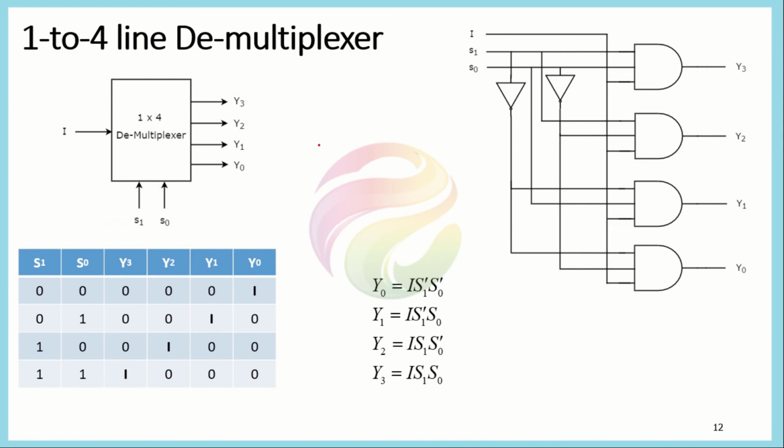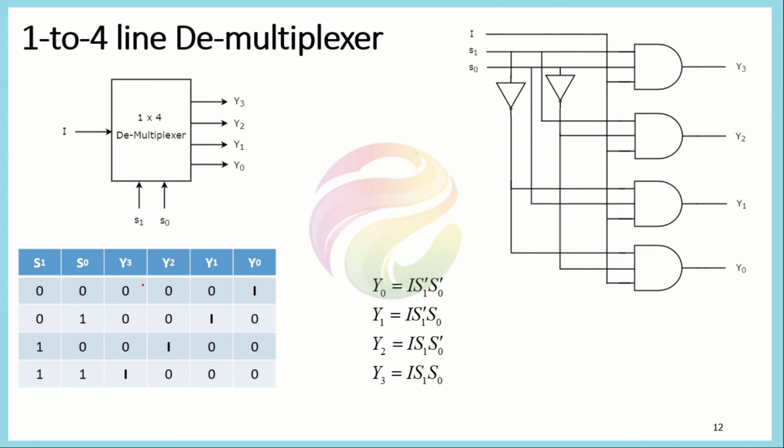Extending the idea that we discussed in the last slide to a 1 to 4 line demux. For the 1 to 4 line demux, we would have one input here and 4 different outputs here. Because we have 4 different outputs, the width of the selection lines is log base 2 of 4, which gives us 2 bits. So we would have a 2-bit selection line here. For the 2-bit selection line, you can easily say that we have 4 combinations. For each of these 4 combinations, only one output would be connected to the input.